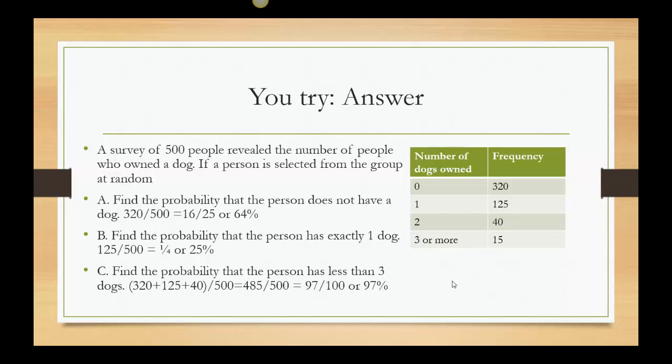And the last one says find the probability the person has less than 3 dogs. So less than 3 could be 2, 1, or 0. So I added the 320, the 125, and the 40, which gave me 485 out of 500. I reduced that to 97 over 100, or 97%.